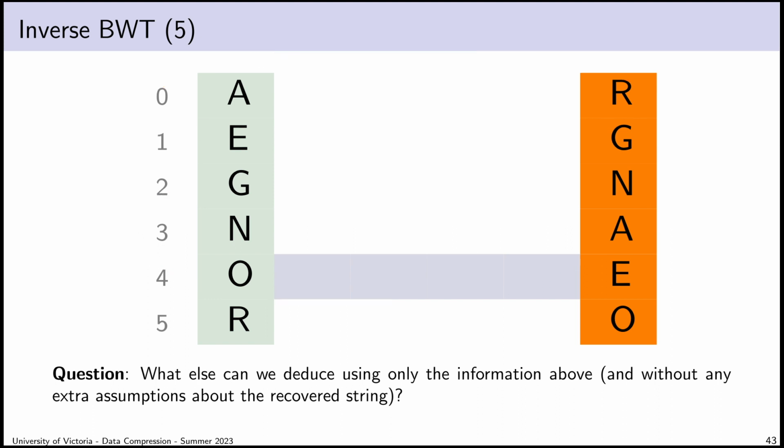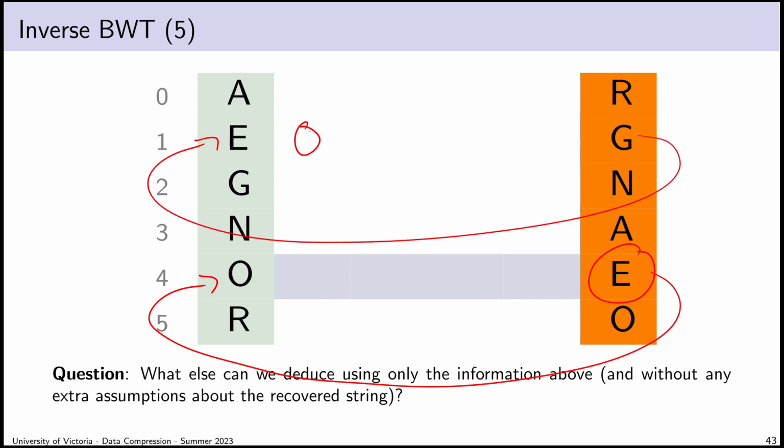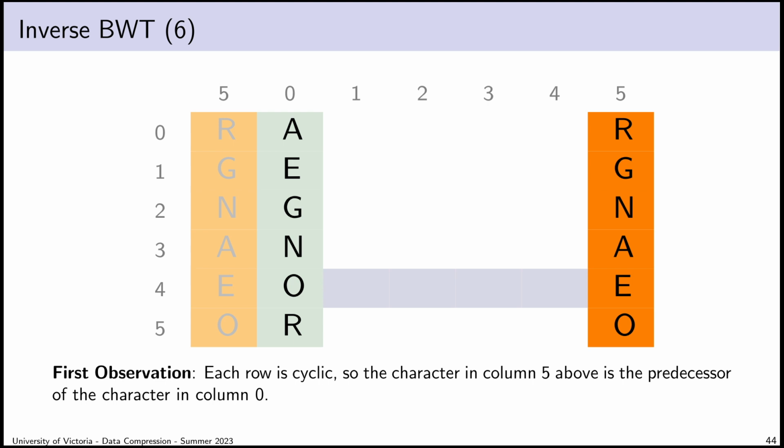So I could observe, for example, that if E comes before O, well, I guess that means O goes after E, which means this thing must be an O. And if G comes before E, well, that means that this must be an E. So I actually can deduce a lot of the elements of column 1 based on what I know about the last column and column 0. And I can do that maybe as a way of visualizing it more clearly.